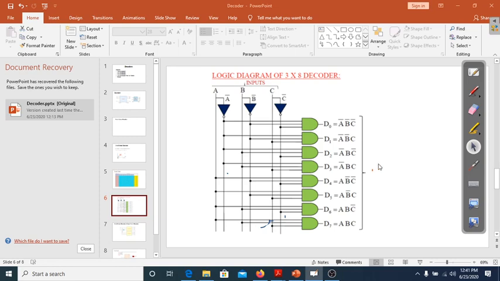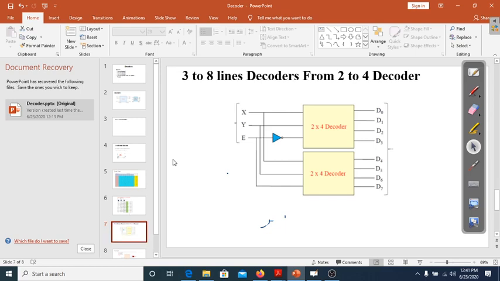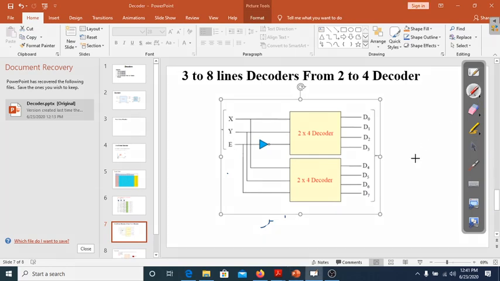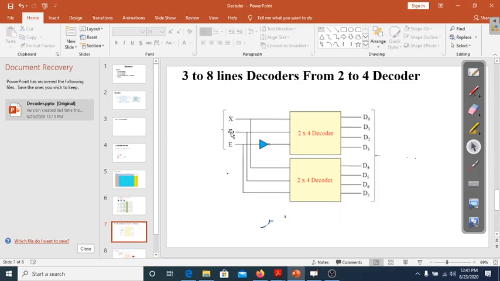Okay, next let us talk about decoders. We can construct a 3 to 8 line decoder from 2 to 4 decoders. If you have 2 to 4 decoders available in the lab, you can construct a 3 to 8 line decoder by using 2 of the 2 cross 4 decoders. For this purpose you have to use one selection line. So here E is the selection line.